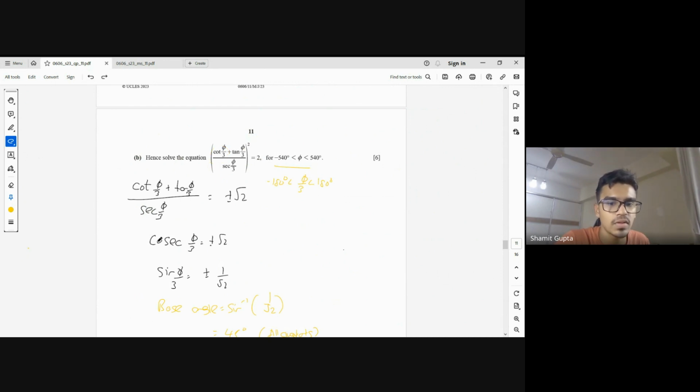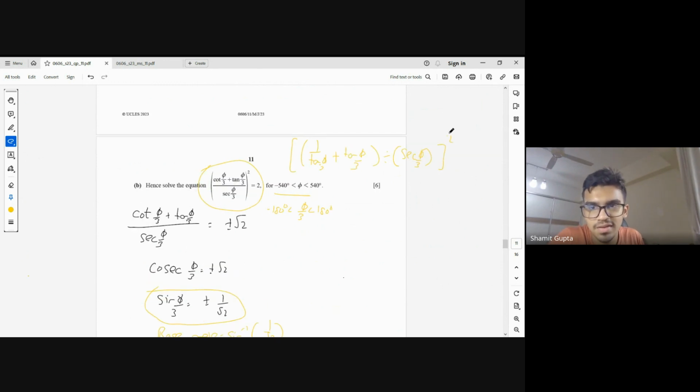You can solve this directly actually, or you could put it in this, but this will be harder to put in the calculator. It's possible, but it'll be hard. You have to do something like 1 over tan of phi over 3 plus tan of phi over 3, divided by sec of phi over 3. Writing too many fractions in the calculator might be unsafe. That's why I said divide and then square. Okay, that's how you might have to do it.